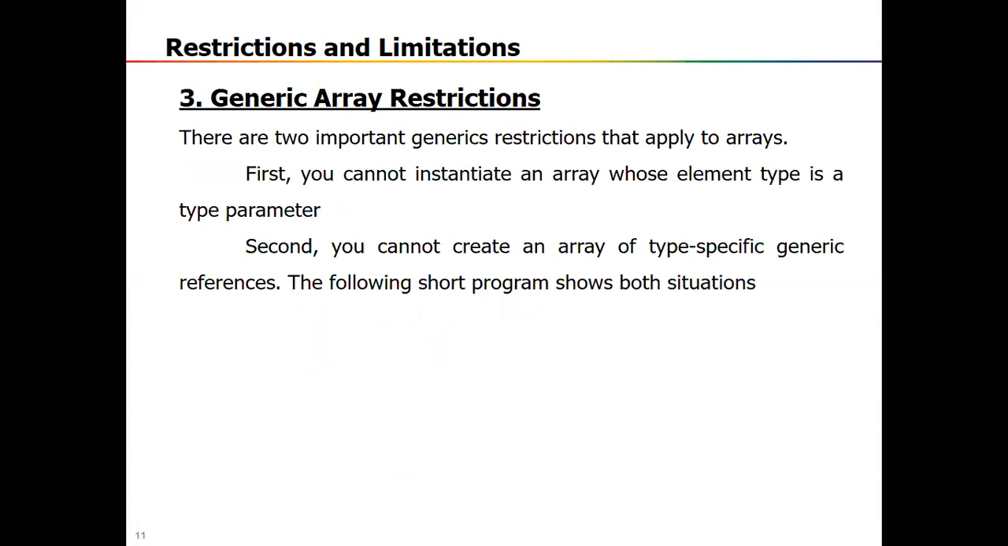The third restriction is generic array restrictions. There are two important generic restrictions that apply to arrays. First, you cannot instantiate an array whose element type is a type parameter. Second, you cannot create an array of type-specific generic references.